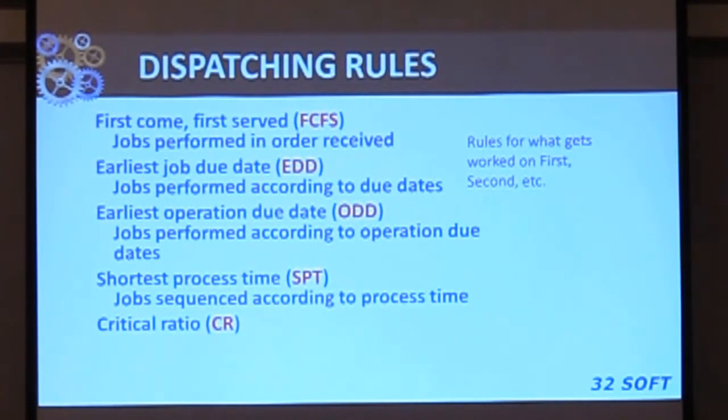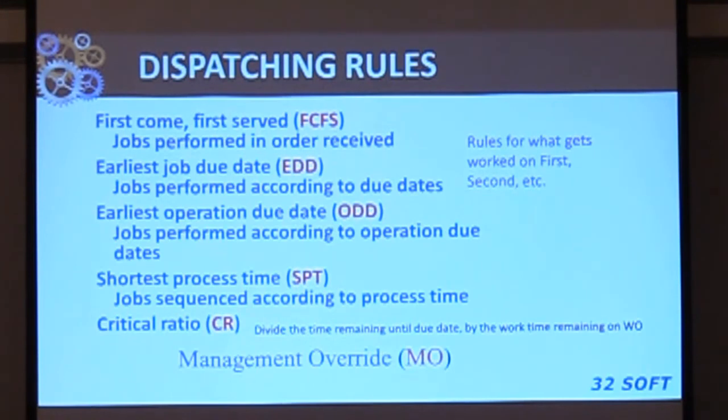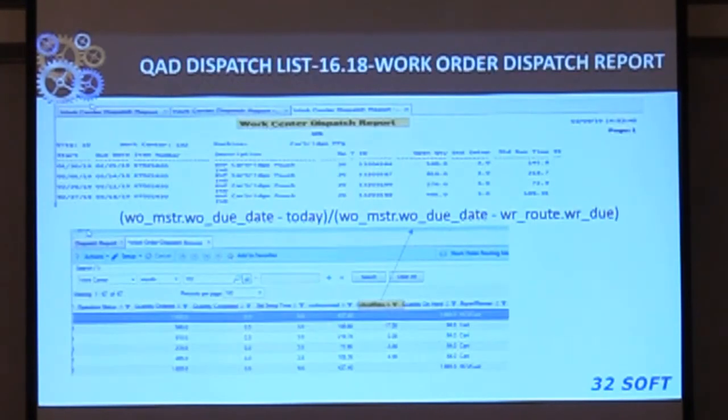Lots of different kinds of dispatch rules. Rules for what gets worked on first, second, etc. I like the critical ratio. It's the time remaining until due date divided by the time remaining on the work order. It's kind of a quick, simple calculation that says this one needs to be done quicker, or you've got enough time to do it. Or, who has this? The boss comes out and says, work on this one, I don't care what you do.